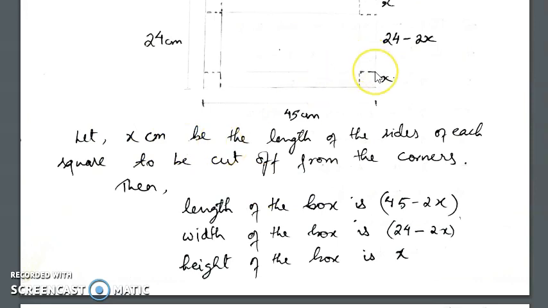Now you have to figure that you have an open box. I have given the name for the length of the square: the length of the side of the square is x centimeter. We have to write that: let x centimeter be the length of the side of each square to be cut off from each corner.